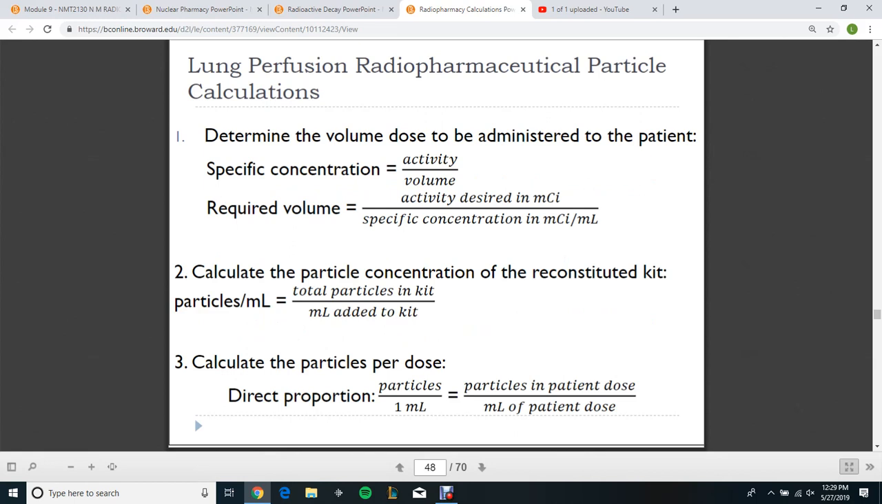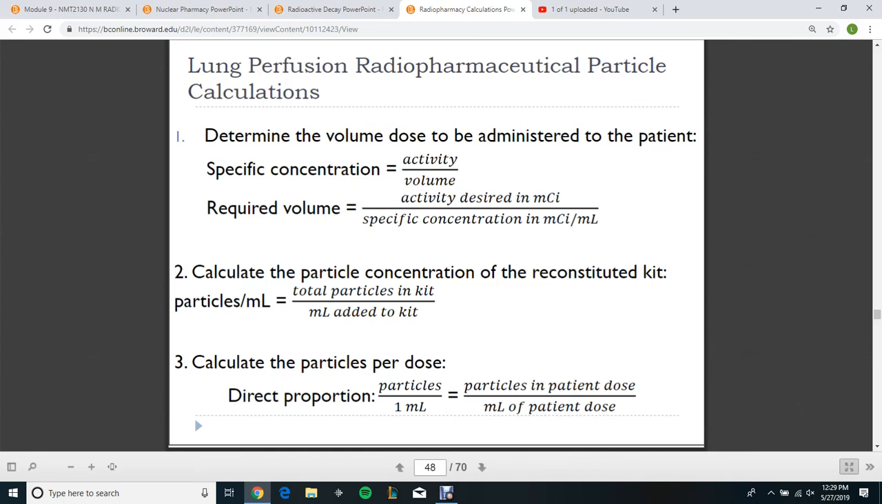Lung perfusion and radiopharmaceutical particle calculations. Determine the volume dose to be administered to the patient. The specific concentration is equal to the activity divided by the volume. The required volume is equal to the activity desired in millicuries divided by the specific concentration in millicuries per ml.